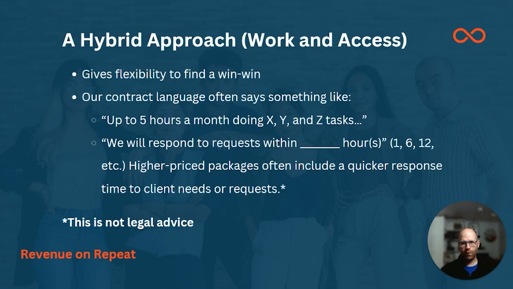So now that we better understand work and access, let's take a look at this hybrid approach that I really like best. I think it gives you the flexibility to find a win-win for you and the client. Here's some of the language that we sometimes use in our proposals and contracts. So we'll give them up to 5 hours a month doing X, Y, and Z tasks. And that's work. This next one is access. We will respond to requests within blank amount of hours. And the higher price packages often include a quicker response time to client needs or requests. Now please note this is not legal advice.